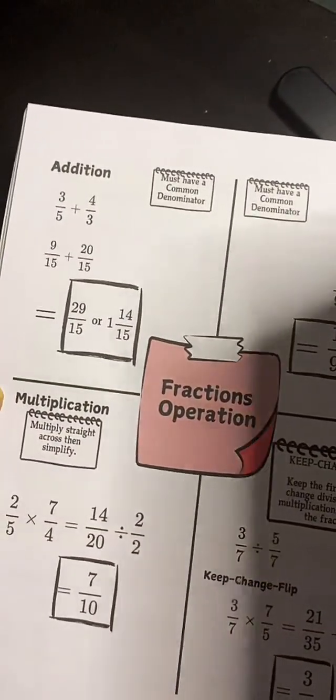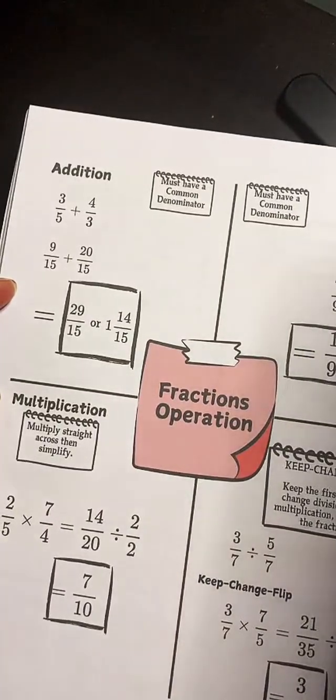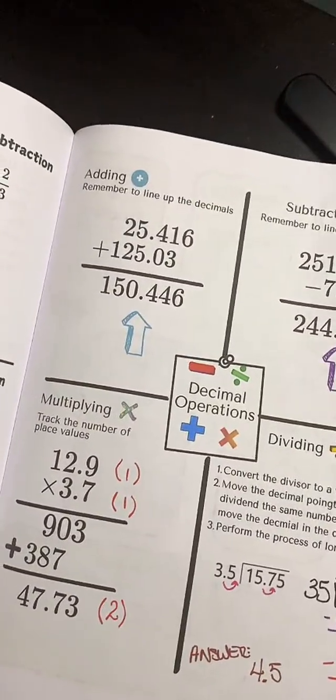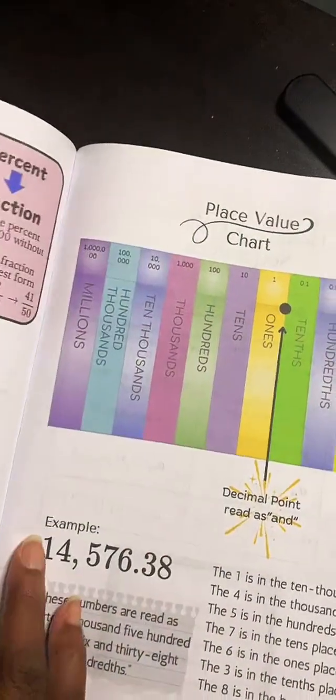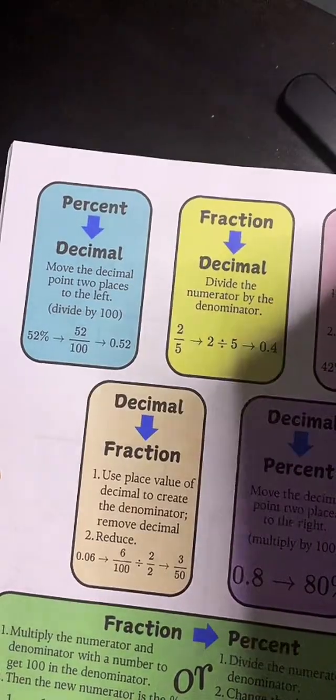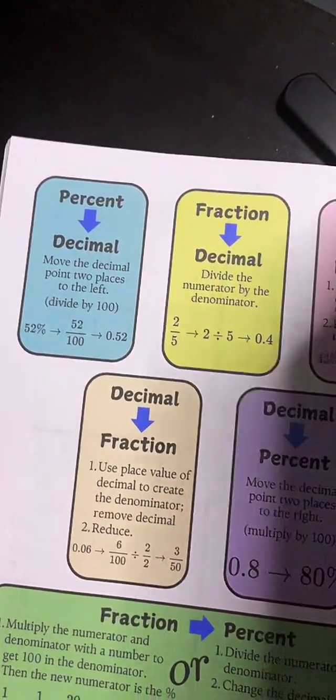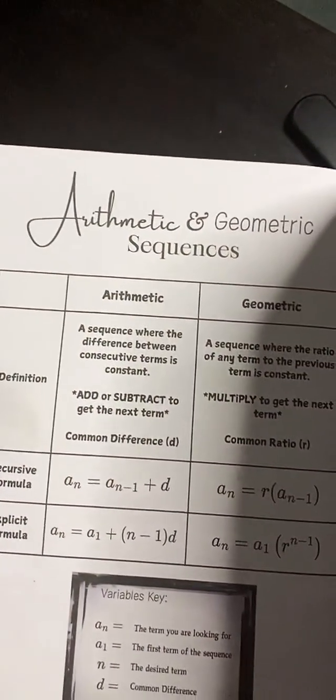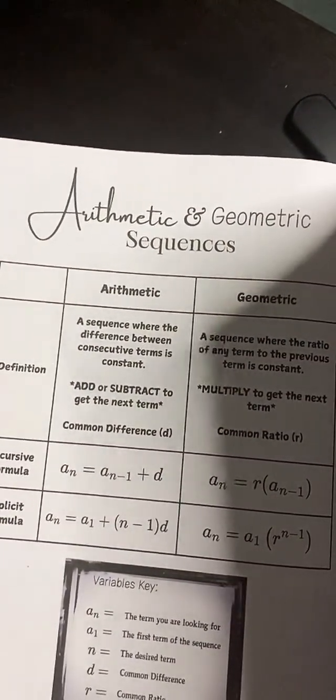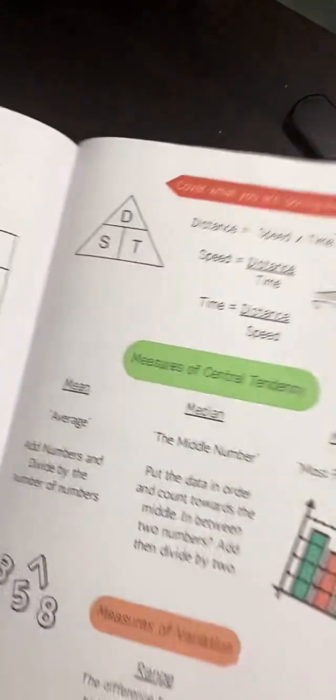We also talked about fraction operations, when you add, subtract, multiply, or divide fractions, as well as decimal operations. Then you've got your place values, if you have to make those transitions from percent to decimal, decimal to percent, all of that fun stuff. Then you have arithmetic and geometric sequencing. I actually had one of my students use this today.